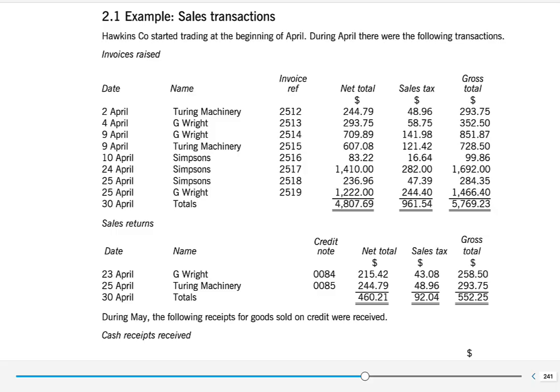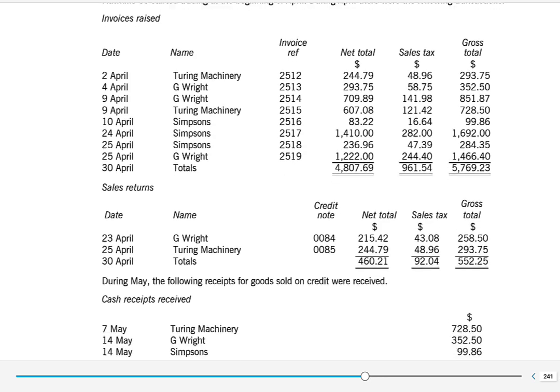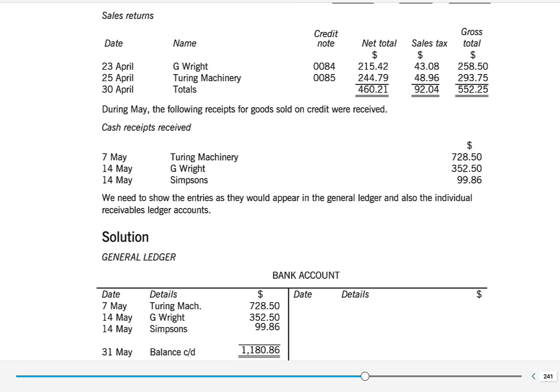Now apply the same logic to every invoice in April. The book then totals the invoices for April. Total net sales for invoices is $4,807.69. Total sales tax on invoices is $961.54. Total gross invoices is $5,769.23. Pause and check understanding with me. If the gross is $5,769.23, what should trade receivables control increase by in April from invoices alone? Answer, by $5,769.23, because that is the total debt created.